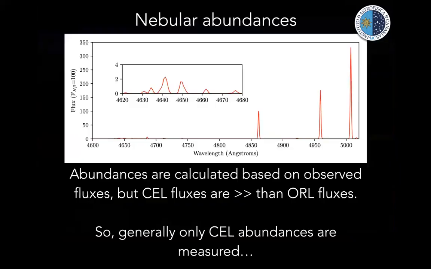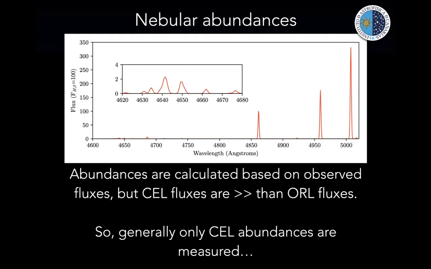So let's talk about the nebulae. When we look at the chemical abundances in planetary nebulae, we can measure them using different emission lines. And these emission lines come from different excitation mechanisms. There are collisionally excited lines and recombination lines.